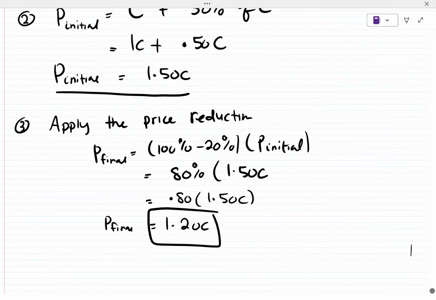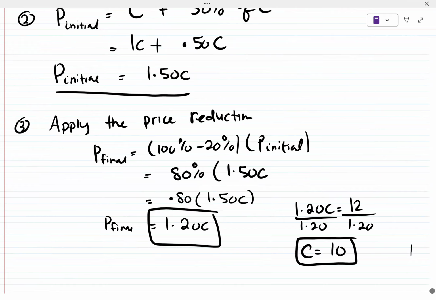Okay, so that is the choice, and that's our final answer. Oh, sorry, there's also, you can find the cost. You can find C because they said that when the price was reduced, it was $12. So you can say 1.20 C equals 12. And then if you divide this by 1.20, you get C equals 10. Okay, let's move on.